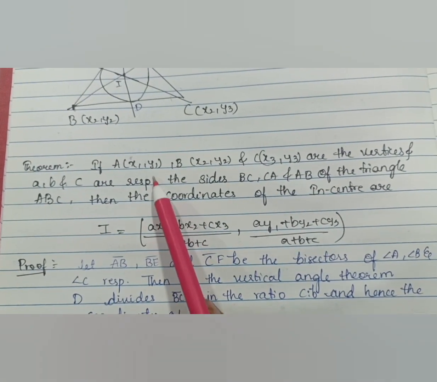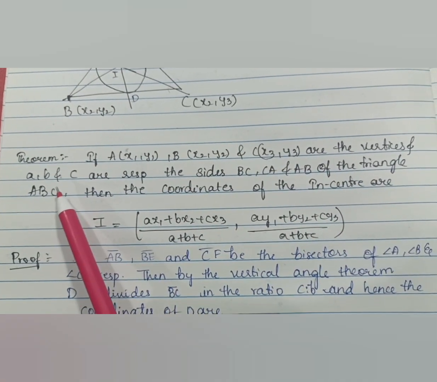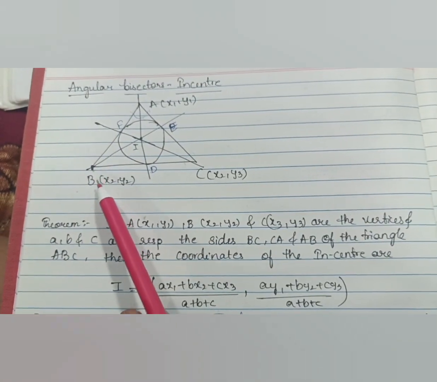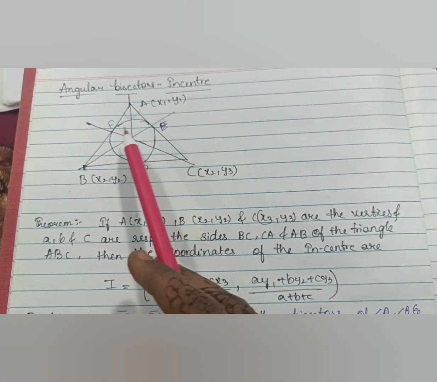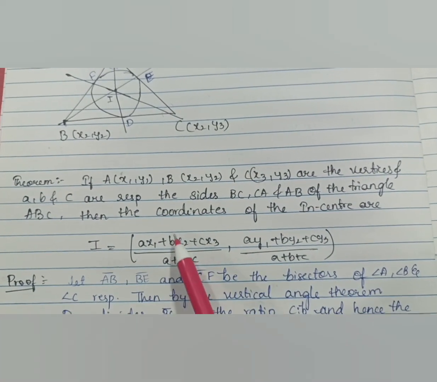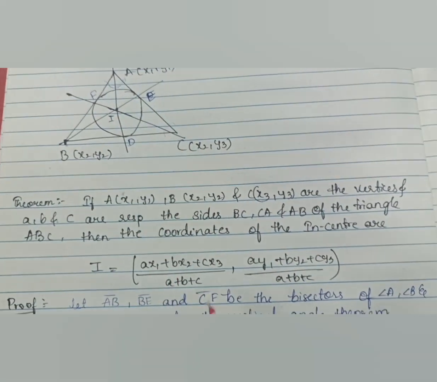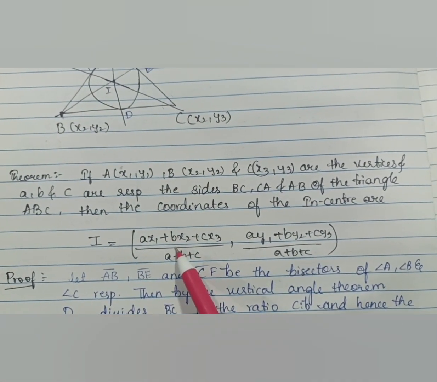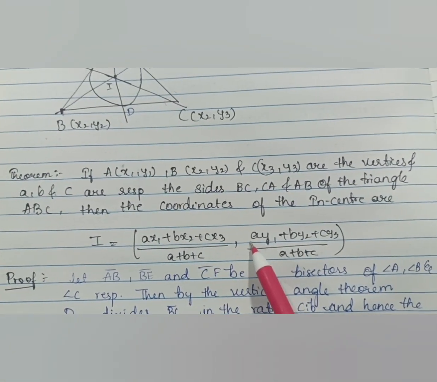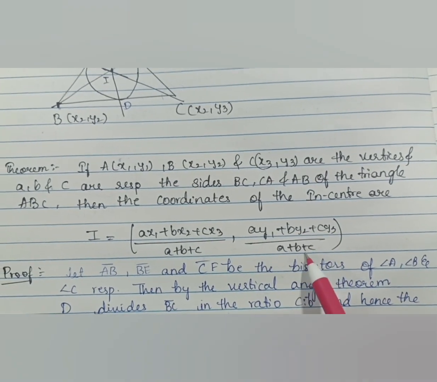If A (x1, y1), B (x2, y2) and C (x3, y3) are the vertices of triangle ABC, and a, b, c are respectively the lengths of the sides BC, CA and AB of the triangle, then the coordinates of the incenter are: (a x1 plus b x2 plus c x3) by (a plus b plus c), comma, (a y1 plus b y2 plus c y3) by (a plus b plus c).